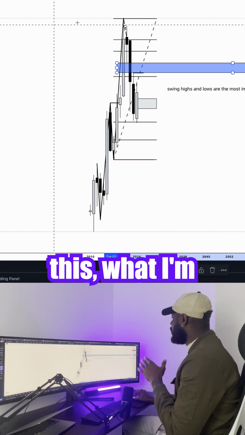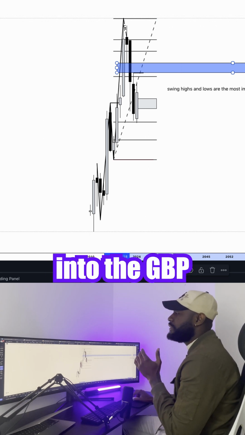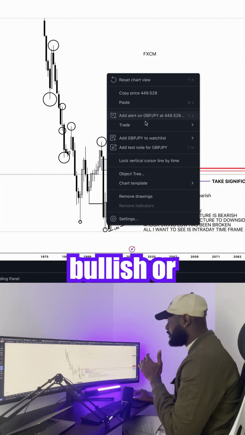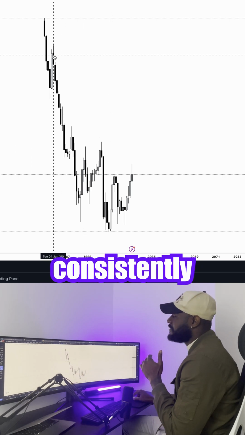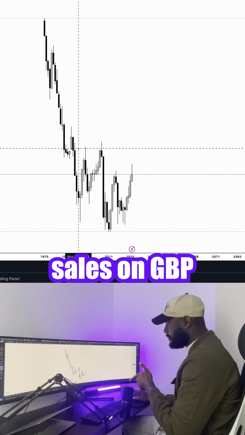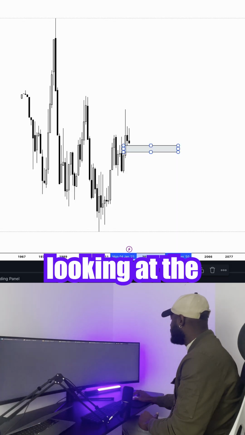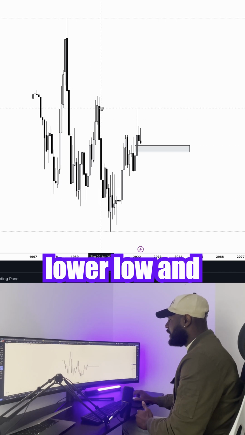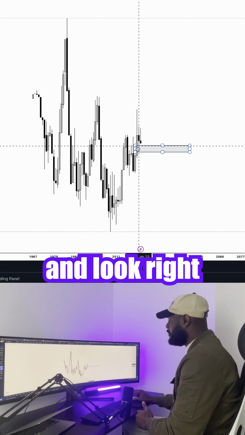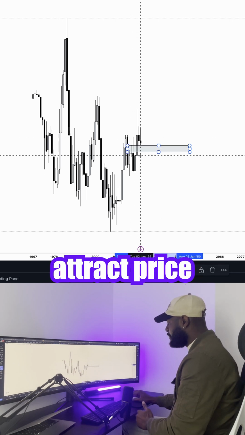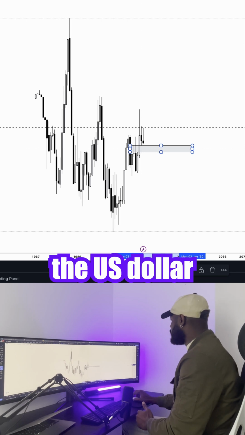After this, what I'm now doing is going down into the GBP JPY pair, looking at it from the 12-month time frame to ascertain whether it's bullish or bearish as well. This one right here is consistently creating lower highs and lower lows, giving me that telltale sign to focus on looking for sells on GBP JPY. The next one, I go down into looking at the dollar. On the dollar 12-month time frame, it's consistently creating lower highs and a lower low, and a lower high right here and a lower low. And look right here, we also have this inefficiency, which is also going to be a draw on liquidity to attract price to the downside for the US dollar index.